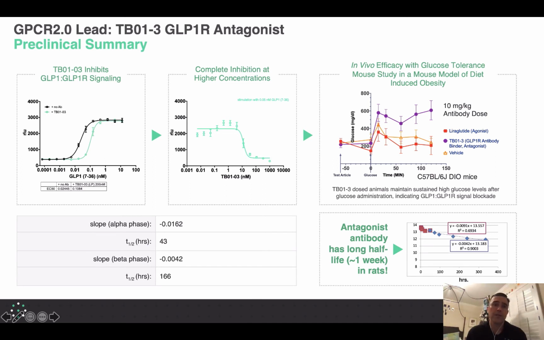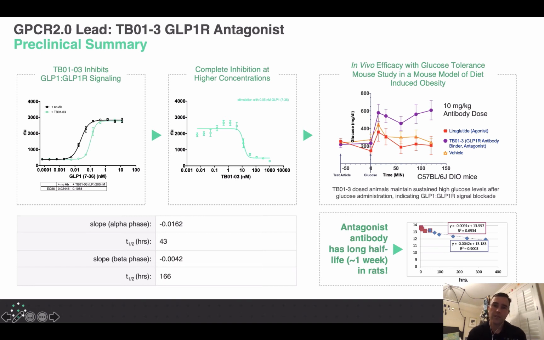And one of those antibodies called TB01-3 at high concentrations, shown on the left, actually showed significant inhibition of cyclic AMP signaling. So shown as a titration of GLP1 peptide in black, where you see a nice dose-dependent titration and activation of cyclic AMP in this DiscoverX assay. And then the green line is actually if we add a high concentration of the antibody and do the same GLP-1 peptide titration. And again, we see a shifting to the right, indicating that we have inhibition of signaling.